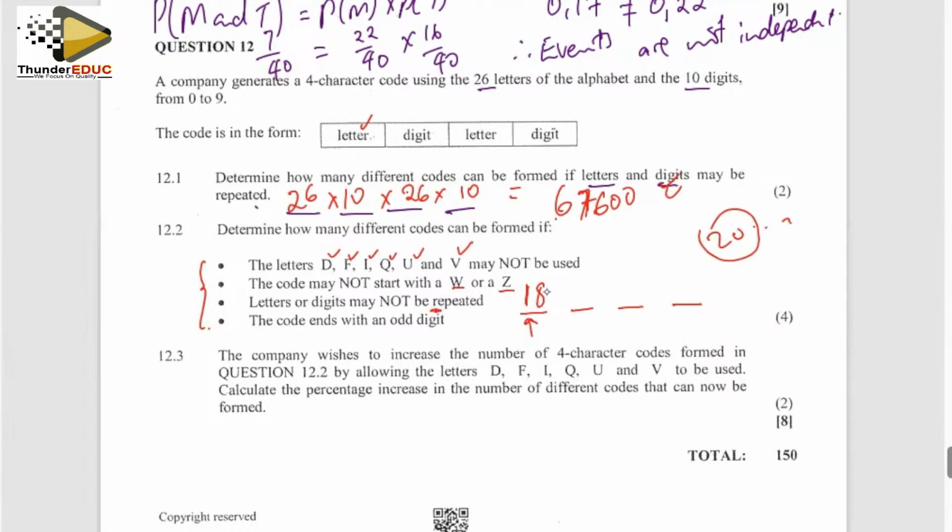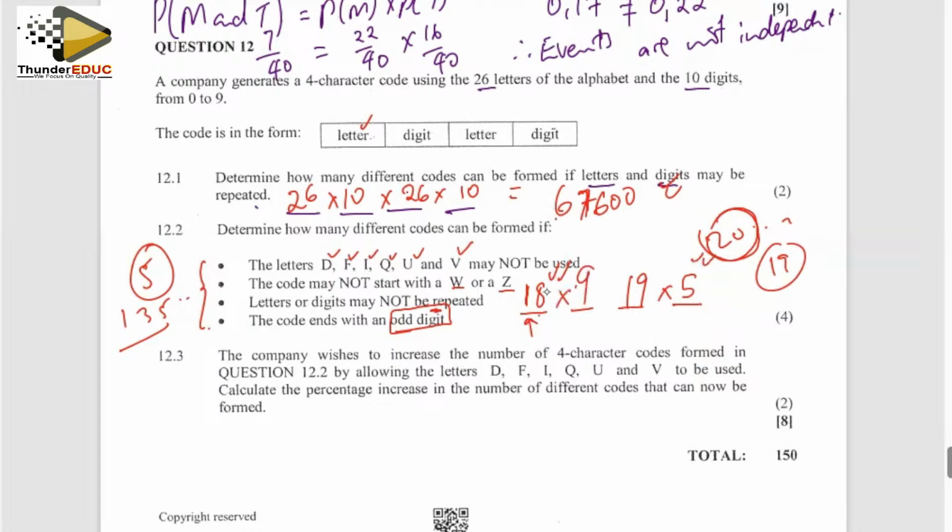So if this is 18, which means 1 digit is gone already, we have 19 options to choose from. That's where we shall get our next letter. Then let's look at the digits. They're telling us that the code ends with odd digit. So odd are basically those numbers of 1, 3, 5, and so on. We have 5 of them out of the 10. So which means we have 5 options to choose from. And then here we shall have 9 options since this one will be taken.